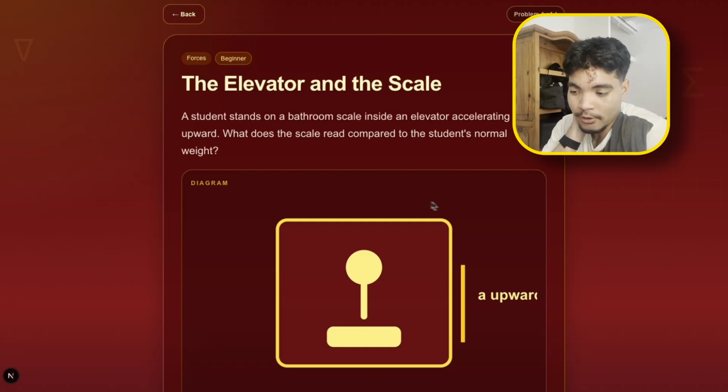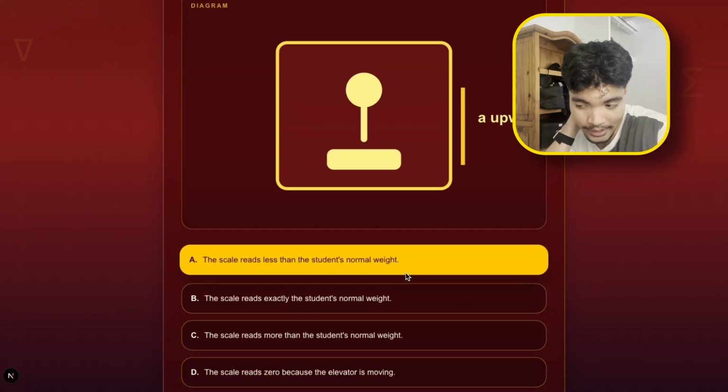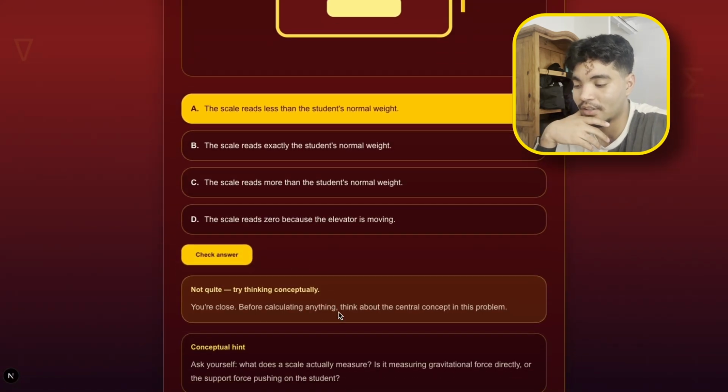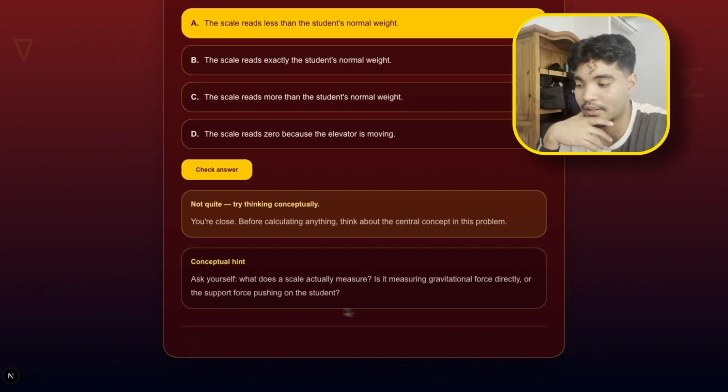A student stands on a bathroom scale inside an elevator, accelerating upward. What does the scale read compared to the student's normal weight? Of course, I already know the answer for this. I know it is not less than the student's normal weight, so let's just see what happens when you get it wrong. Check answer. It gives you a little correction: try thinking conceptually. And it gives you a little hint.